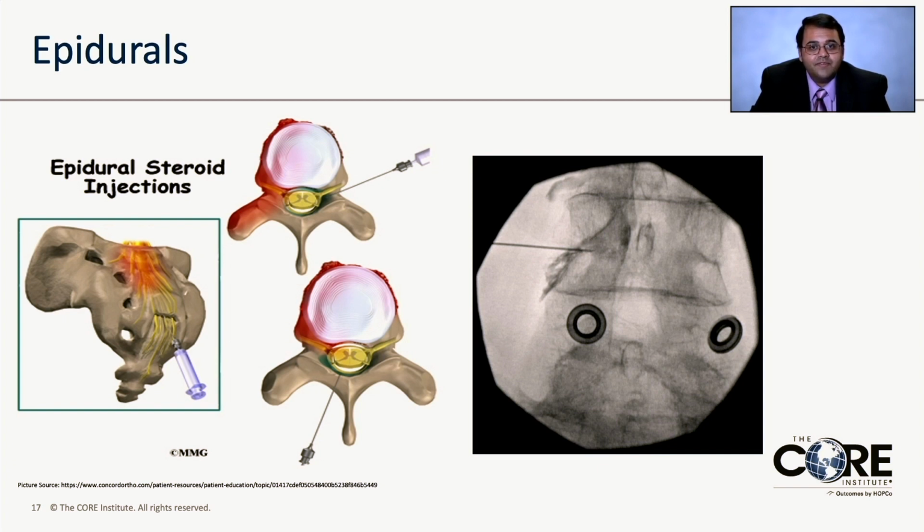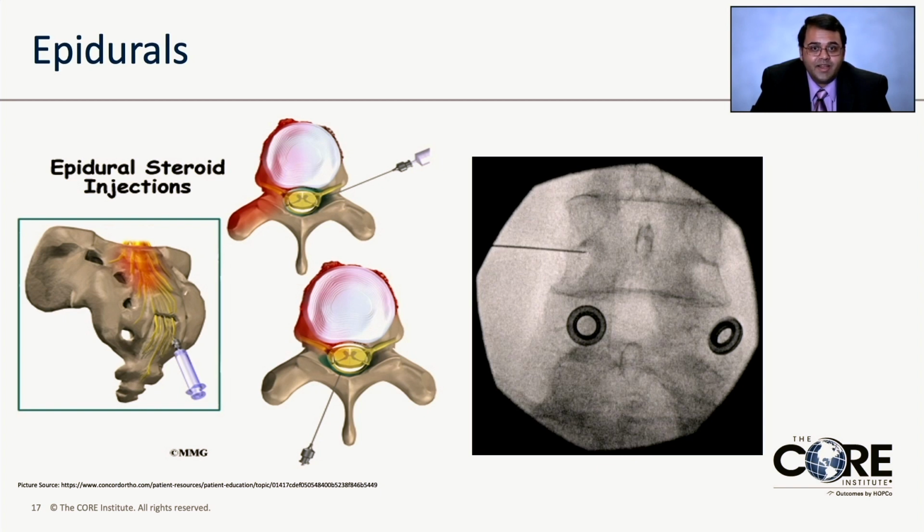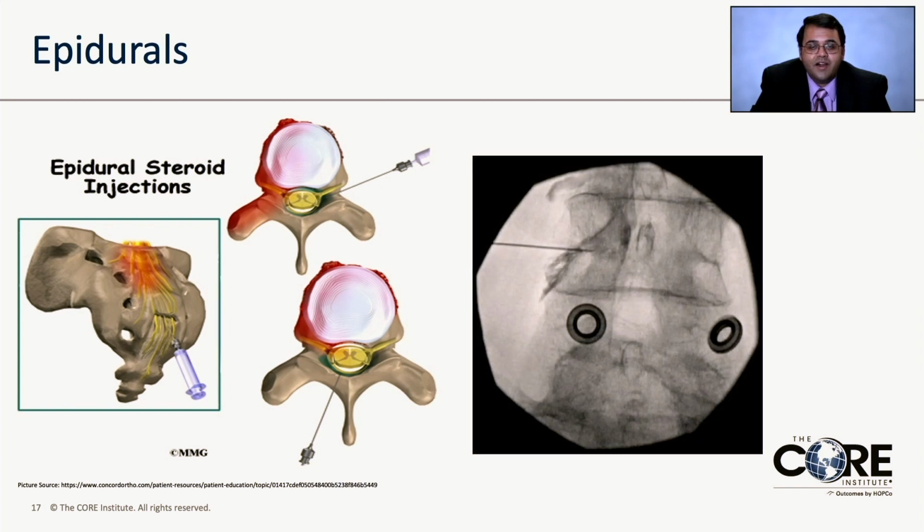However, if it's not as effective, we'll either look at a different location as another source for it, or try alternate options. I'm going to show that picture one more time so you can see what it looks like. This is what the spine looks like with the needle in there, and this is with the contrast in it. You can see the spread of the contrast. It's going all the way up and down and along the nerve root.